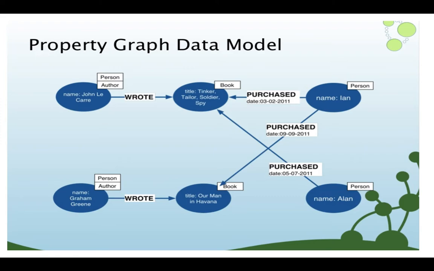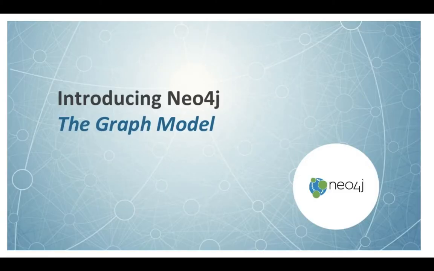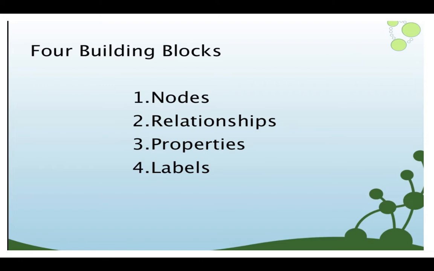So graphs enable us to query the relationship between multiple nodes. Suppose I want to get some information about how many persons have purchased a John Lee book. We can easily query it using the Cypher query language of Neo4j. So let's see the graph model. There are four building blocks for the Neo4j graph model. We have nodes, relationships, properties, and labels.